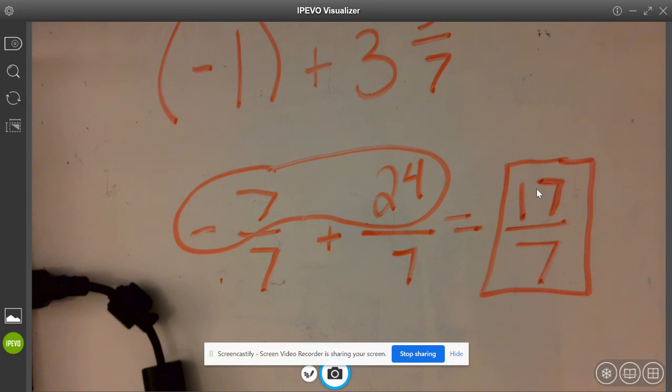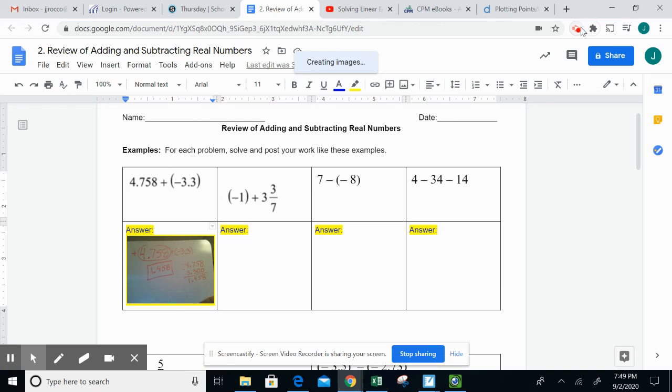If you want to keep it like that, you certainly can. I do believe that's also 2 and 3/7. I would accept either. You can keep it as 17 over 7. All right. I'm going to switch back over and add the picture and pause the recording.